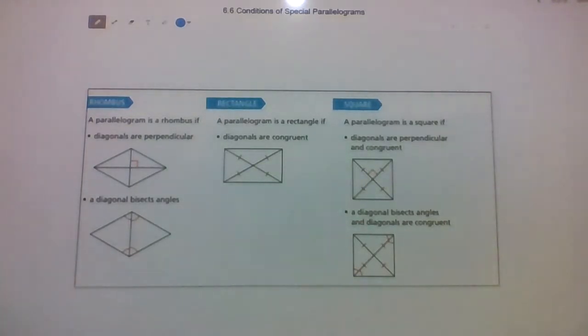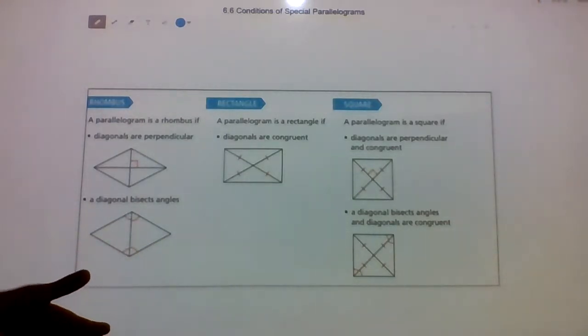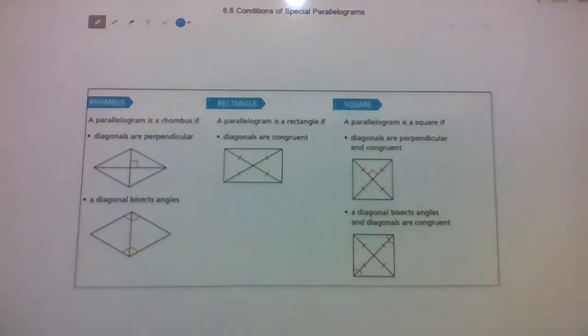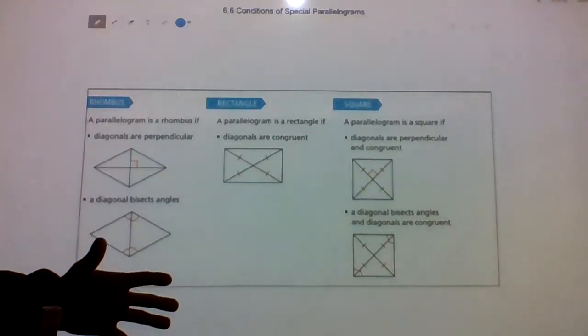So the last section was basically saying if you have a rhombus, you know the diagonals are perpendicular, you know the diagonals bisect opposite angles. If you have a rectangle, you know the diagonals are congruent. And this one is going in reverse.